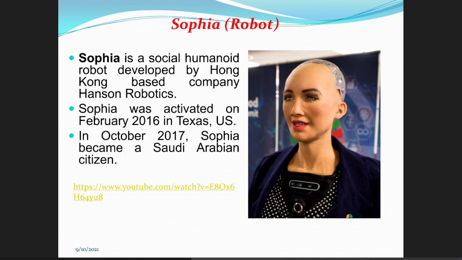And all of you know about this robot, the Sophia robot, right? Sophia is a humanoid robot that was developed by the Hong Kong based company Hanson Robotics, and it was activated in the year 2016 in Texas, United States, right? And later Sophia became a citizen of Saudi Arabia, right? Sophia is using this AI technology. It is using computer vision, image processing and machine learning, to find out the person who is standing in front of Sophia, right? With NLP, it is understanding the speech, what the human is saying in different languages, right?